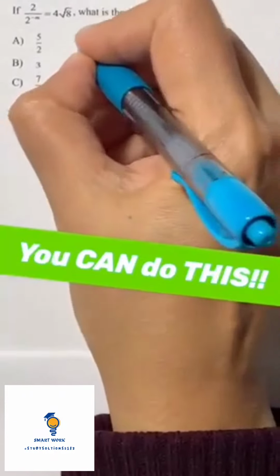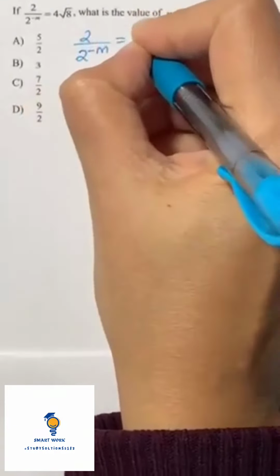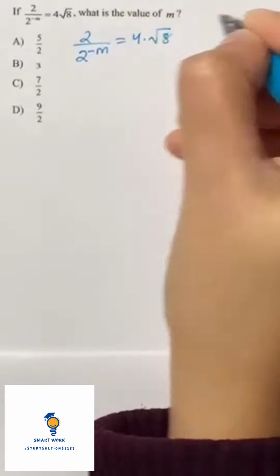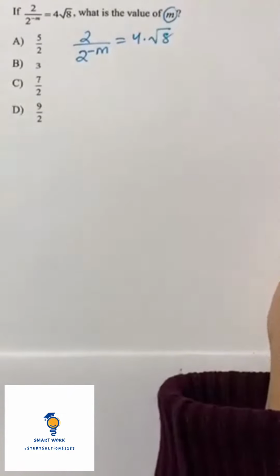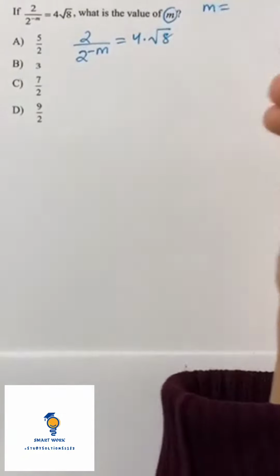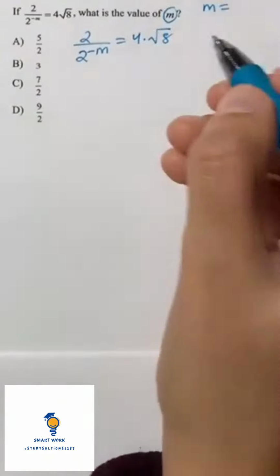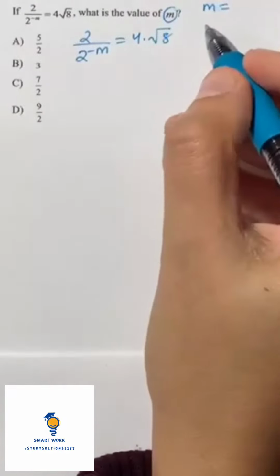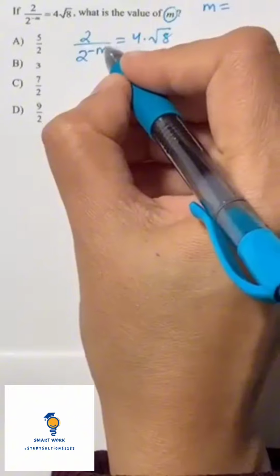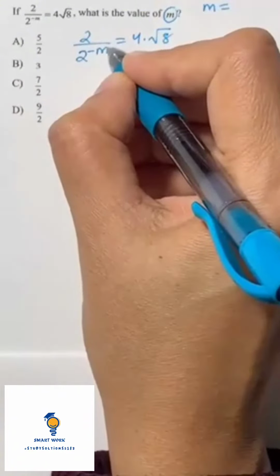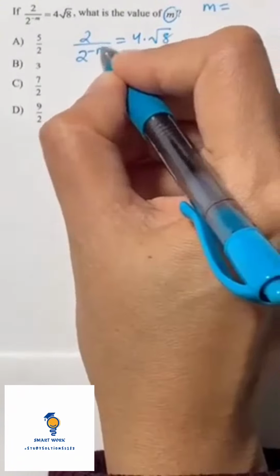So we're given: if 2 over 2 to the negative m equals 4 times root 8, what is the value of m? So what I'm looking for at the end of the day is m equal to. When I look at this problem, the first thing I'm going to do is, on the left side, try to use an exponent rule to make this exponent become positive.